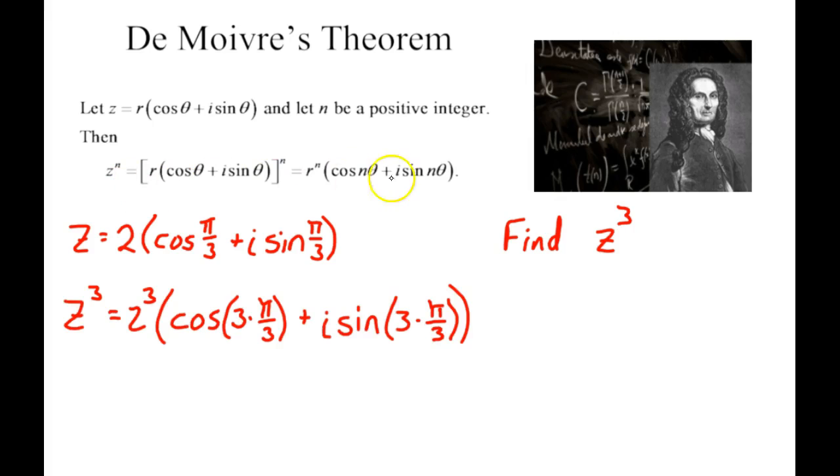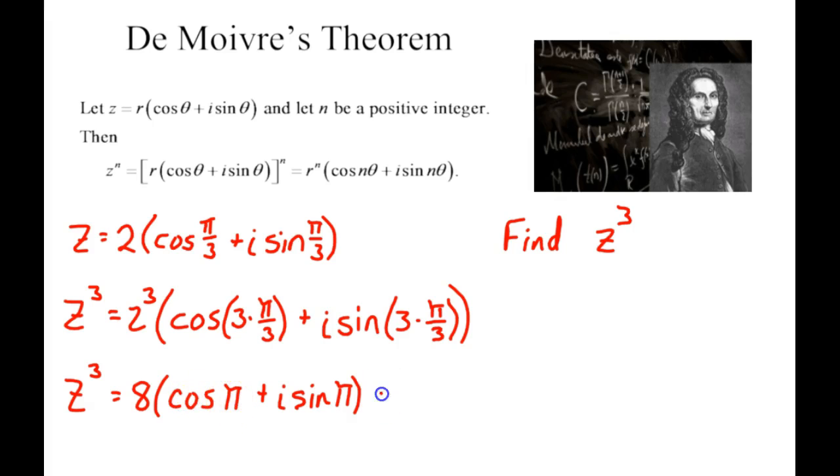So applying de Moivre's theorem, we're going to take our modulus, which was 2, and raise it to the power of 3. And then we're going to take our arguments, which were pi over 3, and multiply by the value of 3. Now we just have to go through and simplify where we can. In our simplified form, 2 cubed is 8. 3 times pi over 3 simplifies down to pi. So we get z cubed equals 8 times the quantity of cosine of pi plus I times the sine of pi.